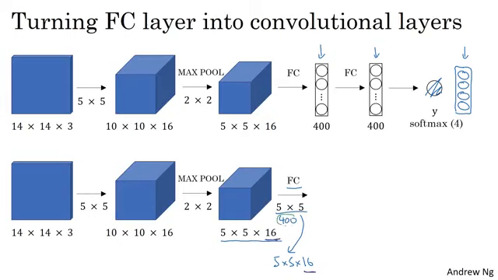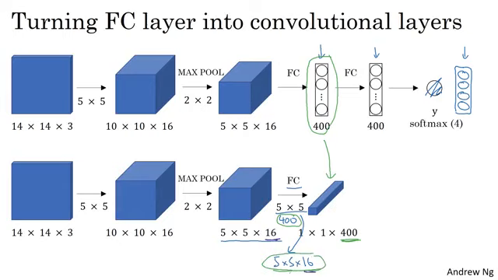And if you have 400 of these 5x5x16 filters, then the output dimension is going to be 1x1x400. And so rather than viewing these 400 as just a set of nodes, we're going to view this as a 1x1x400 volume. And mathematically, this is the same as a fully connected layer, because each of these 400 nodes has a filter of dimension 5x5x16. And so each of those 400 values is some arbitrary linear function of these 5x5x16 activations from the previous layer.